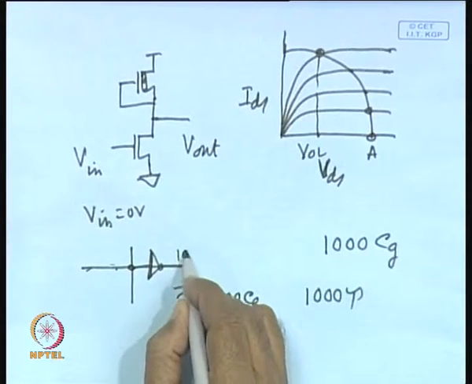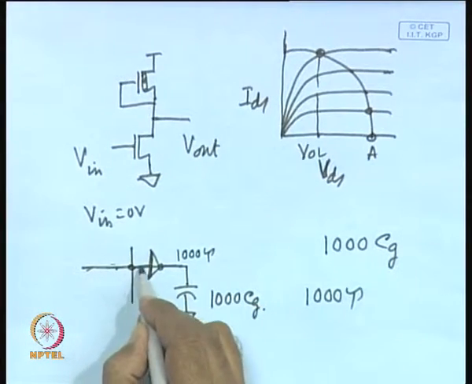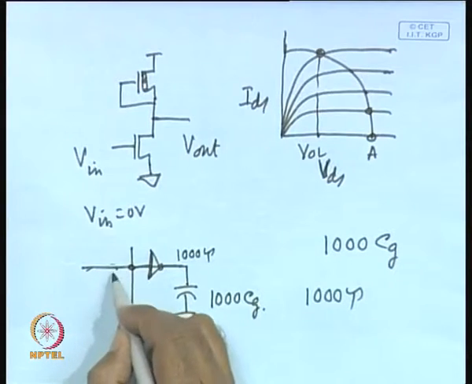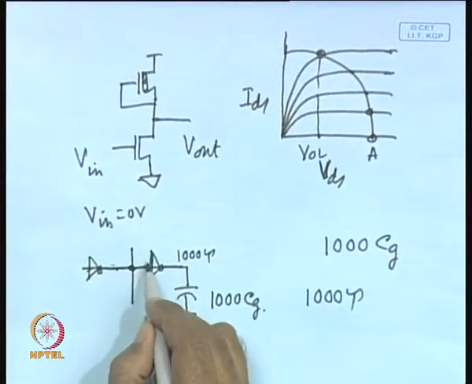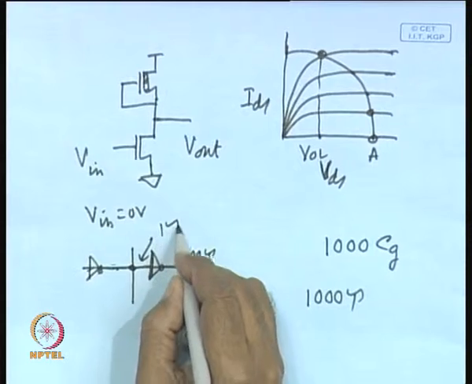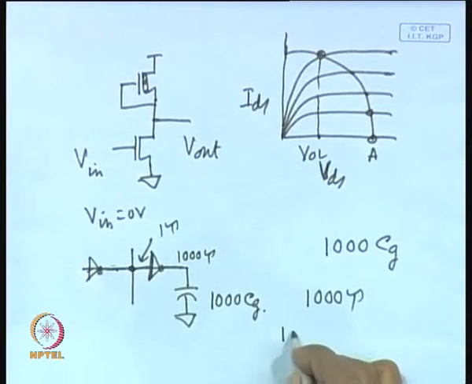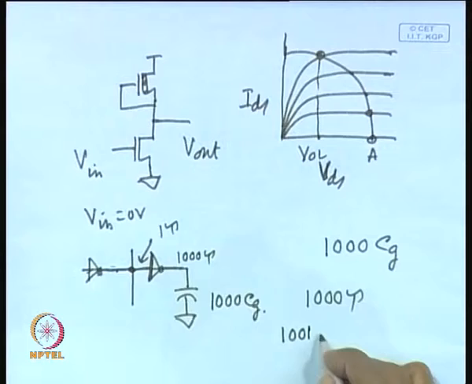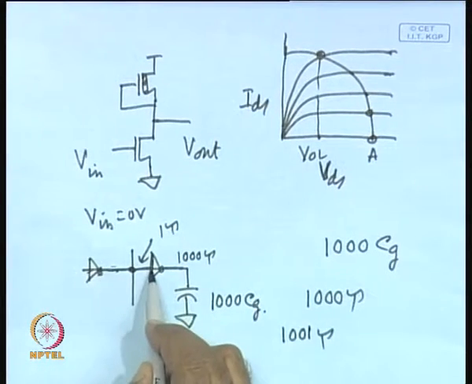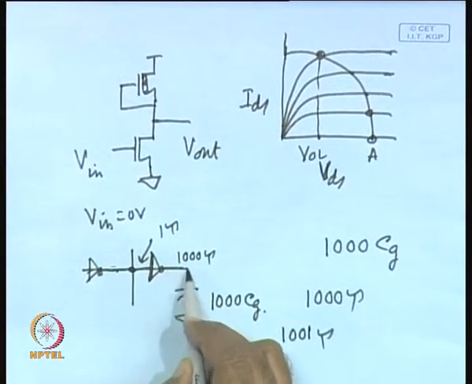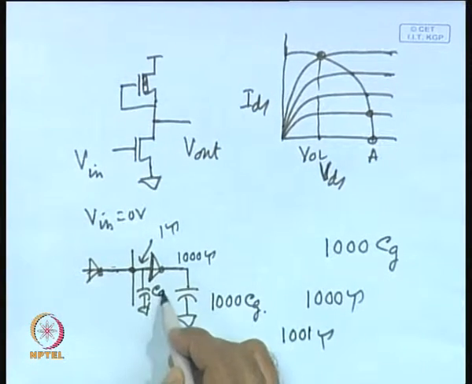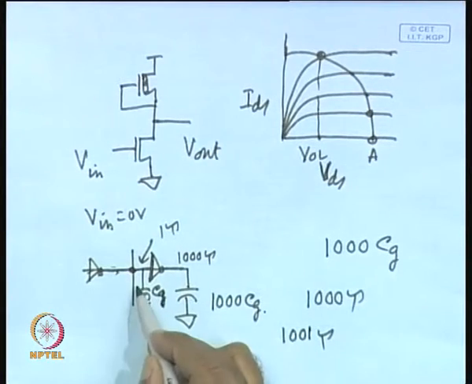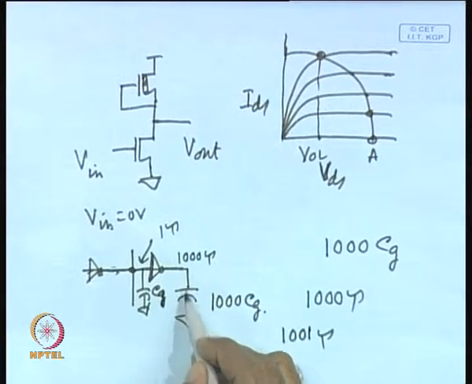So, here it will be 1000 tau, and in driving this capacitance, assuming that this is also being driven by a unit gate, maybe an inverter is there, driving this also will involve a delay of 1 tau. So, the total delay is 1001 tau. This is the delay in driving this capacitor and the delay in driving that capacitor. Here also you have a capacitor equal to Cg. To drive this capacitor there will be a delay of tau, and to drive the other capacitor there will be a delay of 1000 tau.